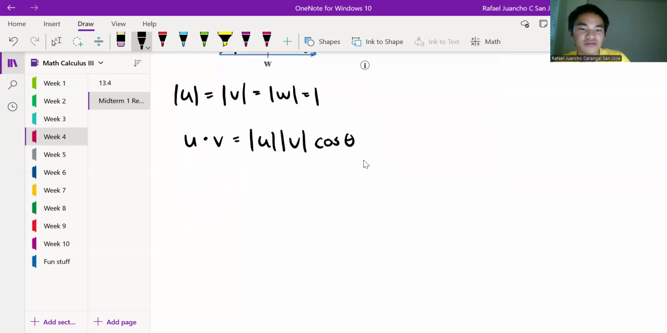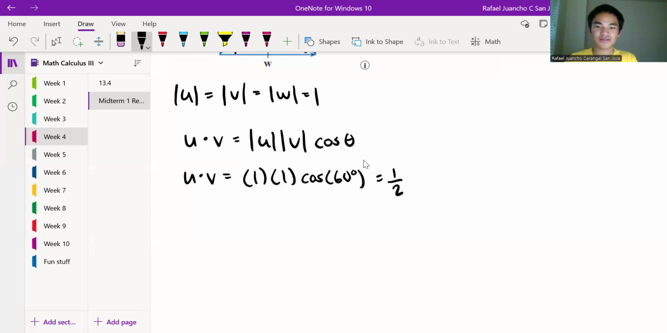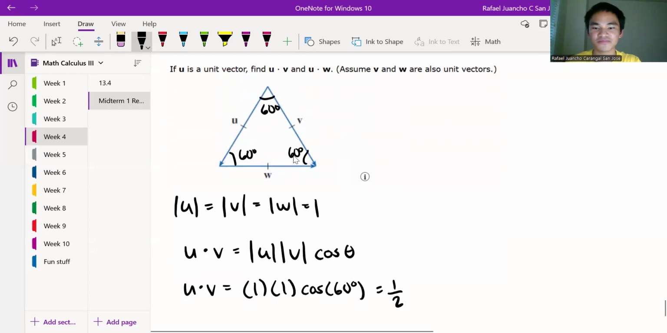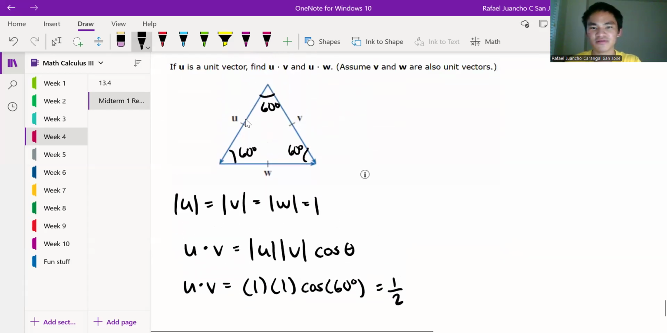Actually, I don't know the dot product. All I know is that their lengths are 1, so I'm left with cosine theta. So I'm actually left with cosine 60 in this case, because they're equilateral. And cosine 60 is 1/2, right? So that's a clever thing to do. So now we know the dot product of these two is 1/2.